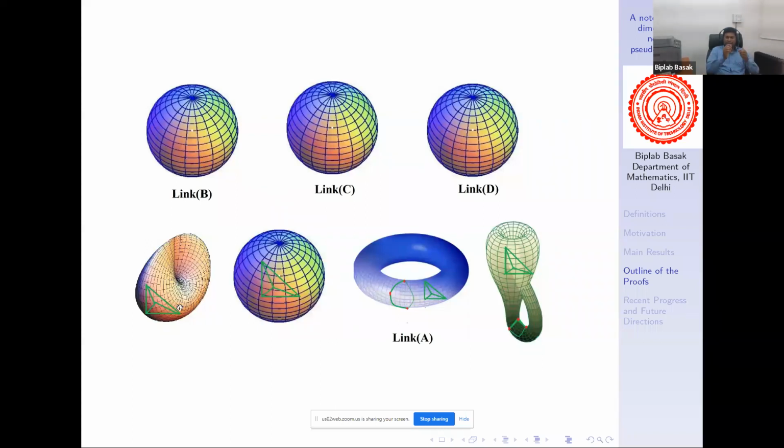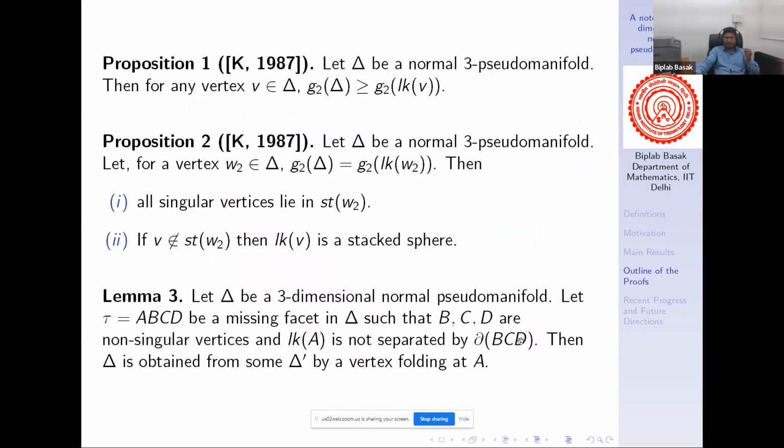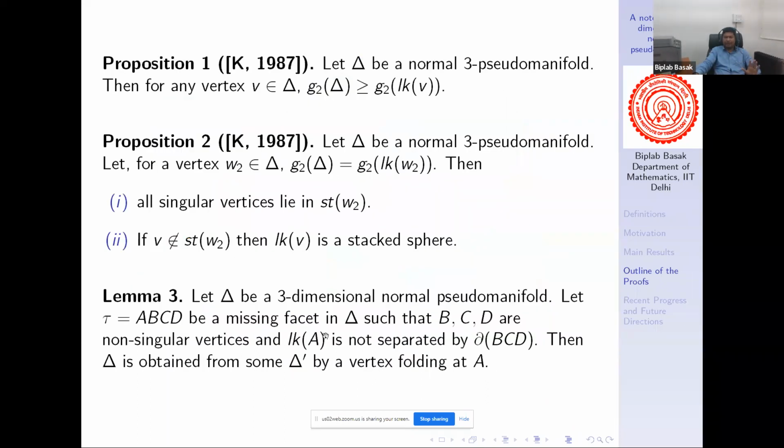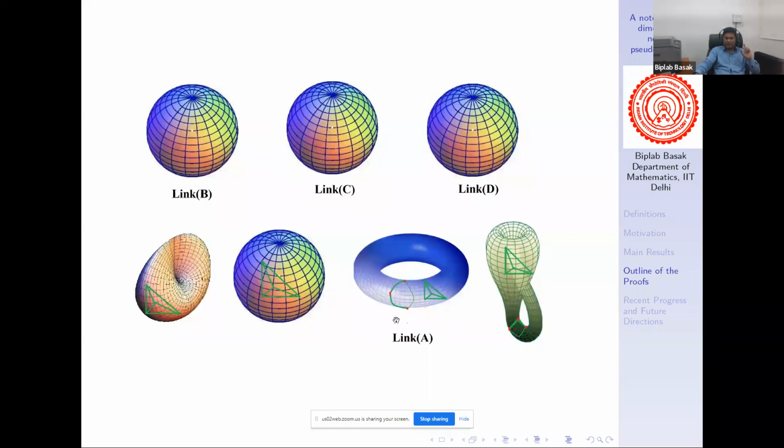And that arc, the boundary of triangle BCD, can be the generator of that Mobius strip, the boundary of the Mobius strip, which is embedded in that RP2, right? Then it will not separate into two parts. But we proved that that will not be the case. So if B, C, D are non-singular, then the link of A cannot be in that form. So the only possibility is this and this.